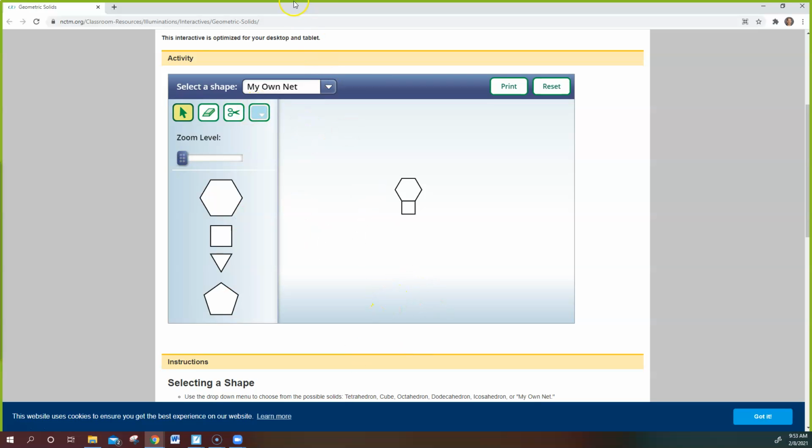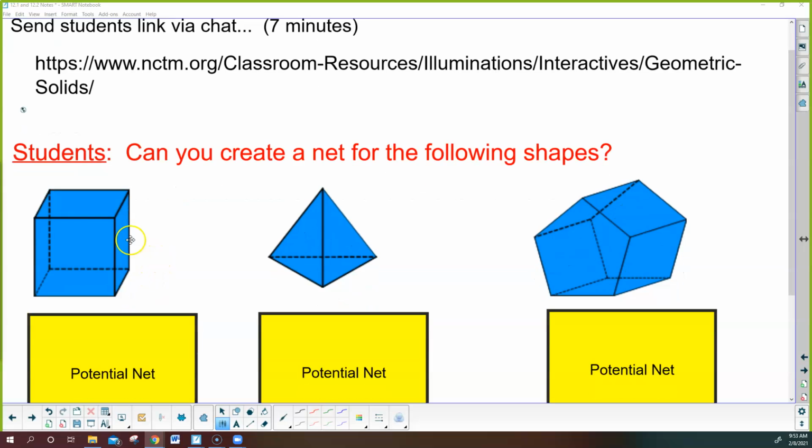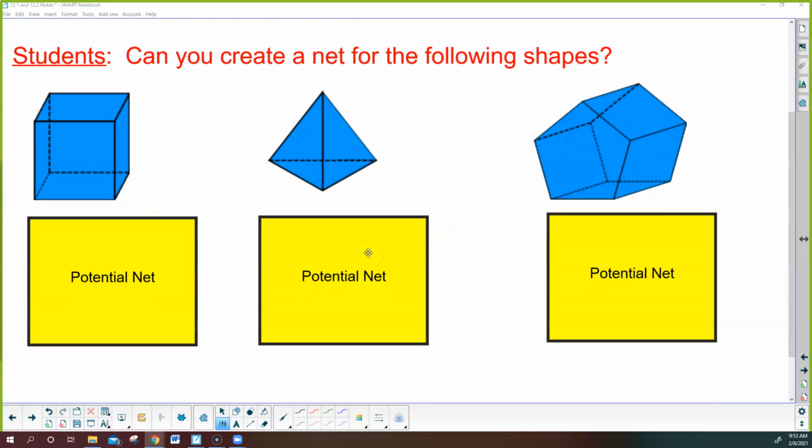So I'd like you to try this using this site. And your goal is, can you create the following shapes? Unfortunately, I won't be able to see if you're doing this or not, which is fine. But I've got my potential answers down here. Now, the only thing I'll say is there's more than one answer to every single one of these. So if you do it one way and I do it another, that's completely fine.